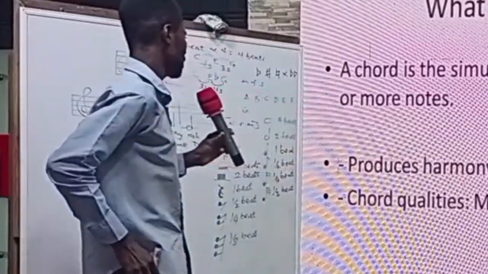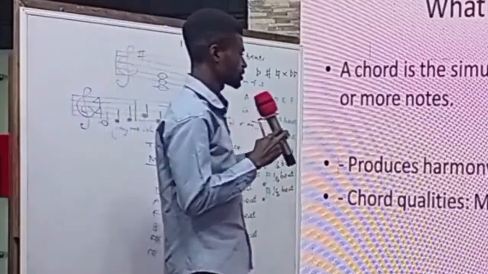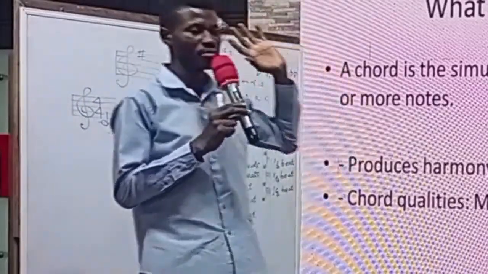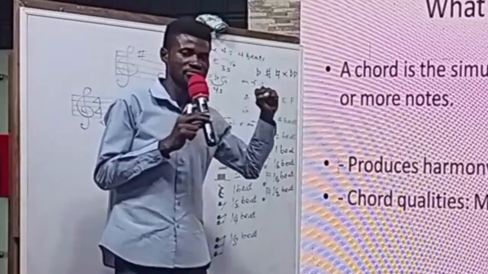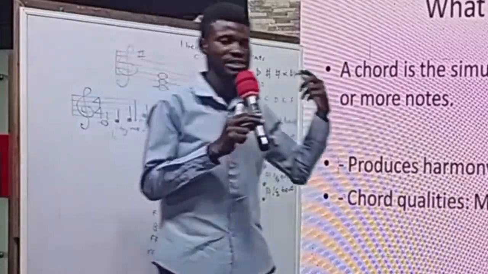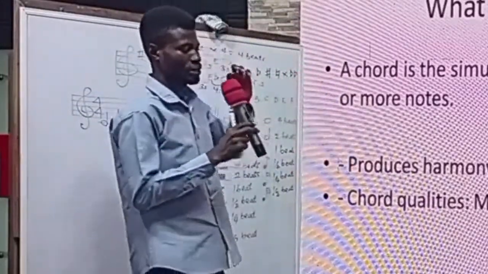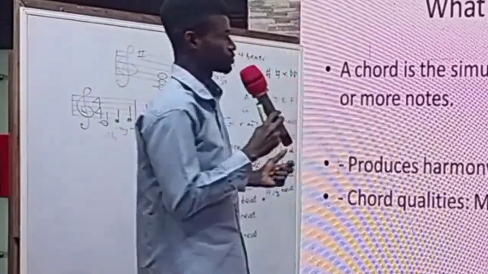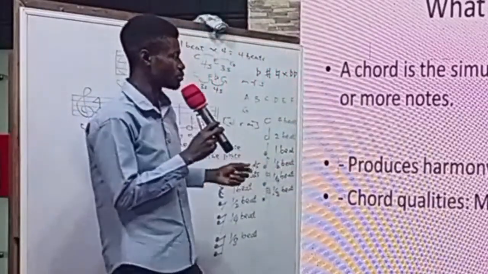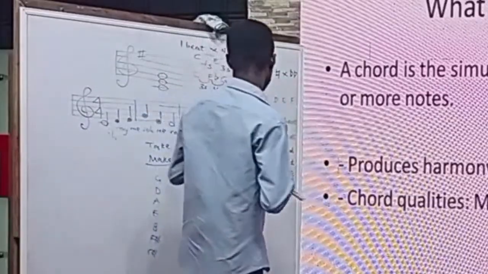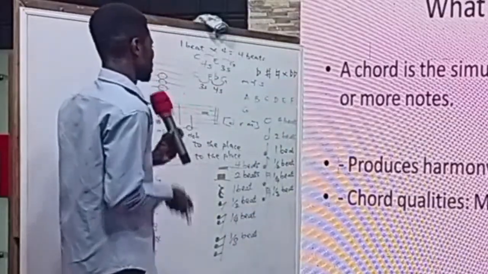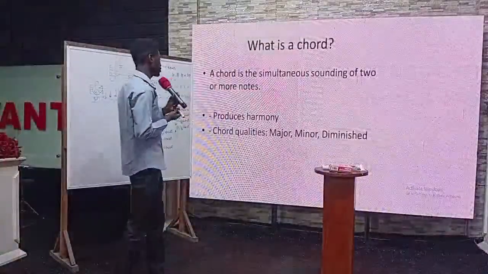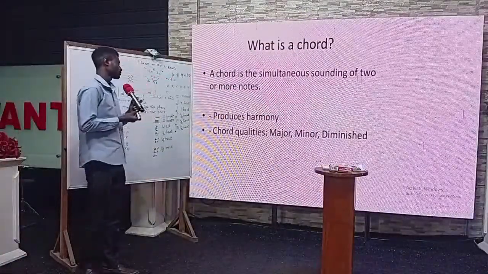Chord produces harmony. There are some chords that are pleasant. They form this kind of pleasant effect. There are some chords that form this kind of not so pleasant effect, but actually they still form beautiful harmony. An example of a major chord, like I said, is C, E, G. That is Do, Mi, So combined together.